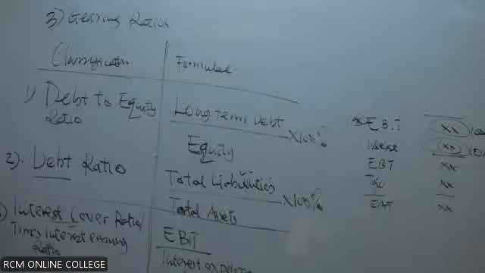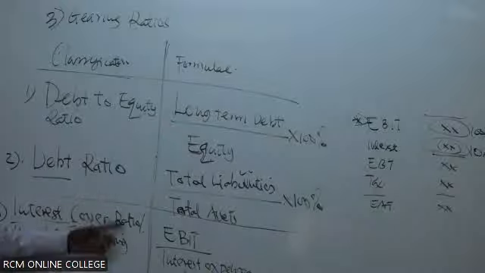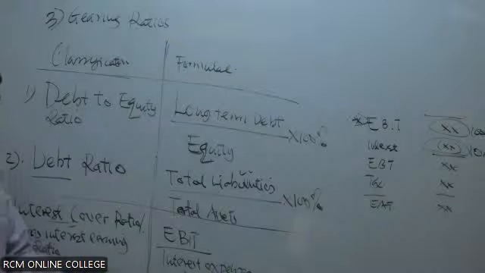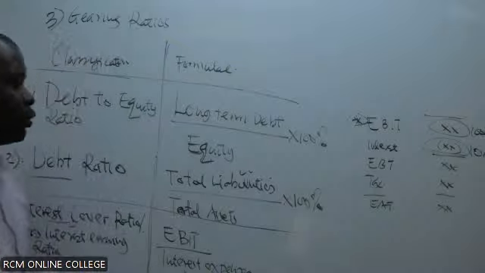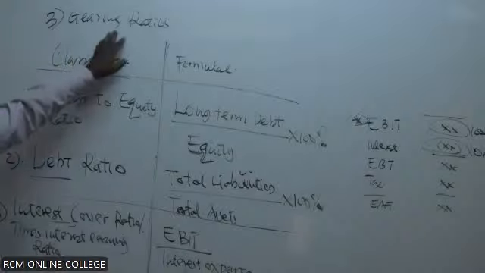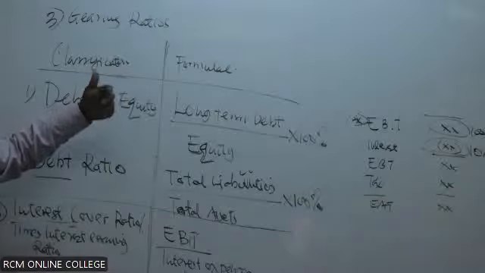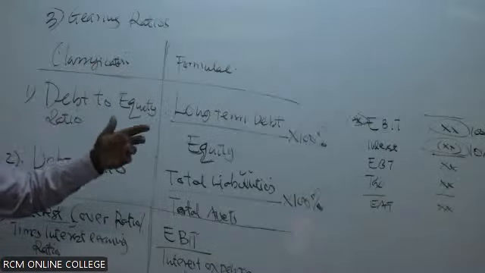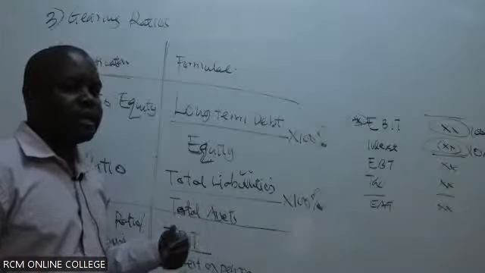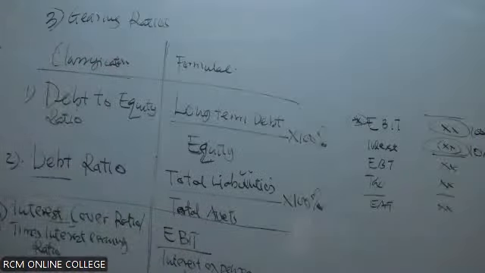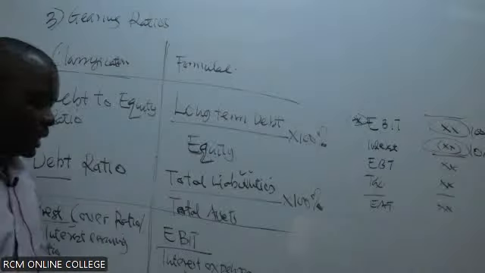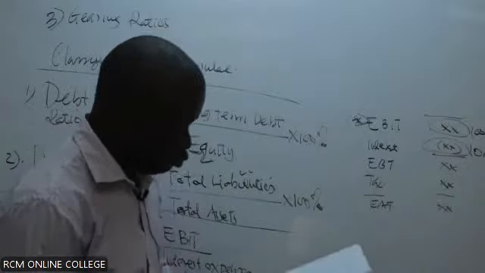So that's why you'll end up computing the interest cover ratio, or the times interest earned ratio. How many times will the earnings before interest and tax cover the interest? When you borrow, remember gearing is all about borrowing. So we are talking about to what extent you have been able to borrow, and how you are affected in terms of financing your business activities as a company through borrowing. That is why we compute that ratio.